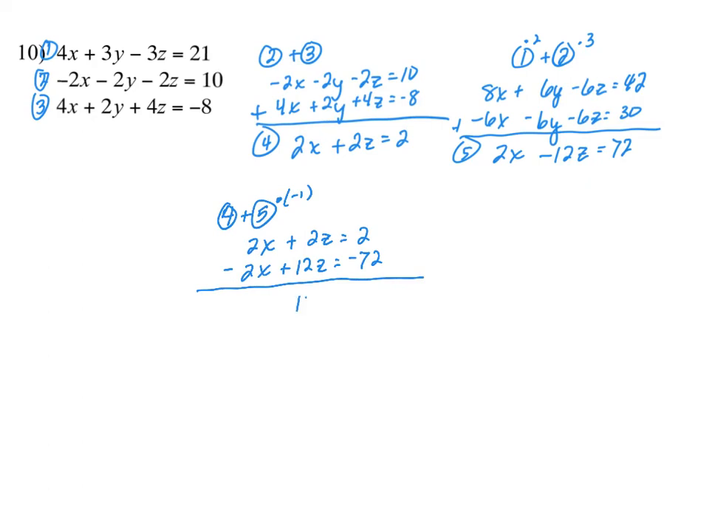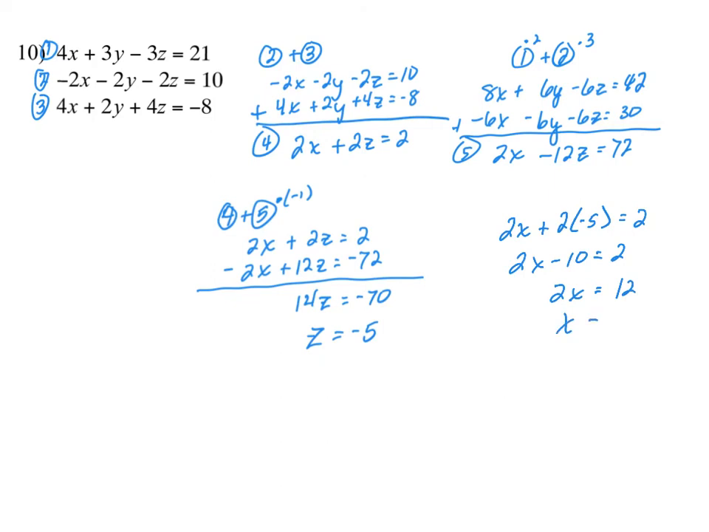Add them together. I get 14z equals -70. This makes me happy because z comes out as an integer, not an ugly fraction. I take that -5 and I put it into the 4th equation. I could have put it into the 5th, wouldn't have mattered. I don't force you to do either of those. You can pick whichever one you like.